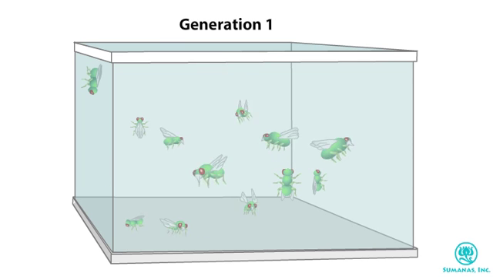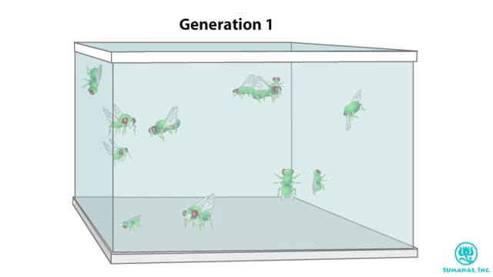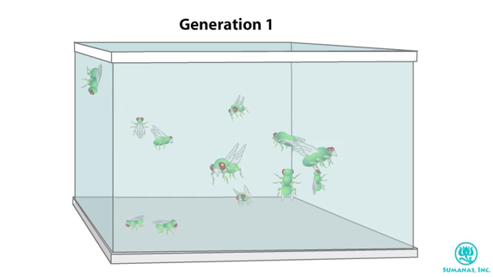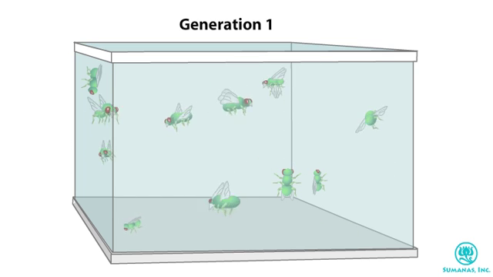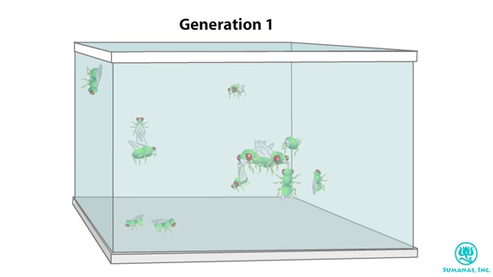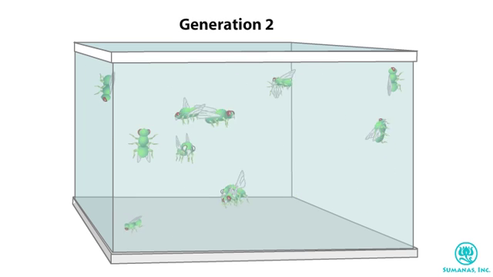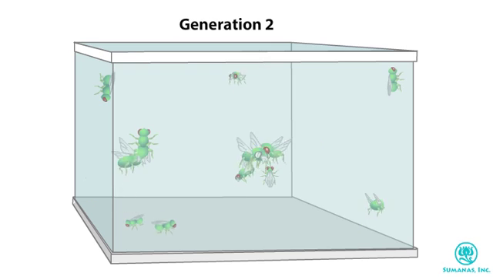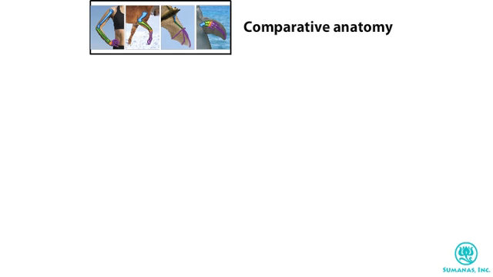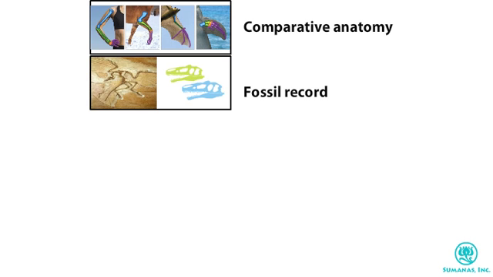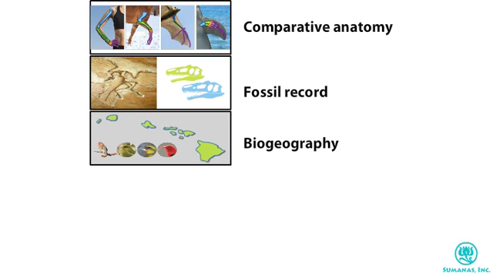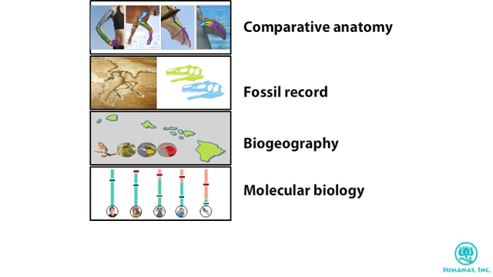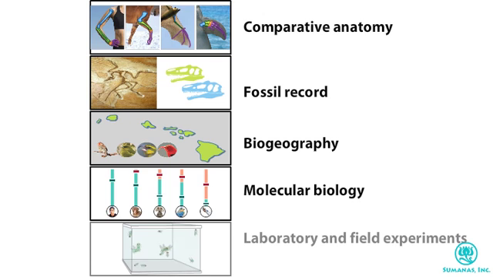Finally, by designing experiments using laboratory organisms or in field studies, we can demonstrate evolution happening on much smaller scales, from one generation to the next in a population. From comparative anatomy, from the fossil record, from biogeography, from molecular biology, and from laboratory and field experiments, we are studying evolution and piecing together the history of life on Earth.